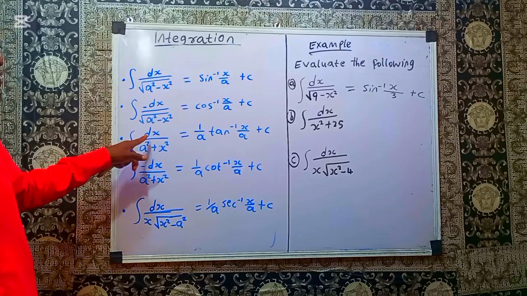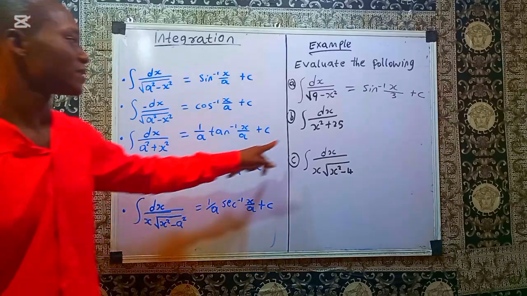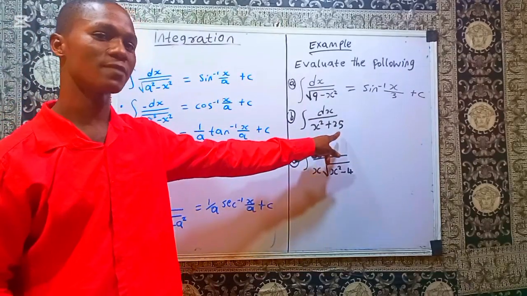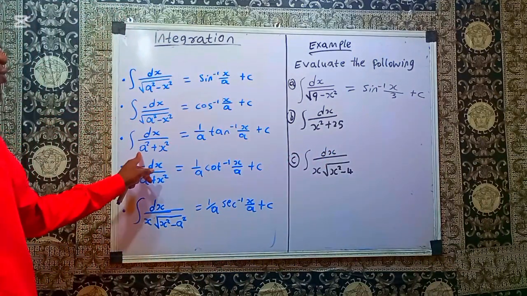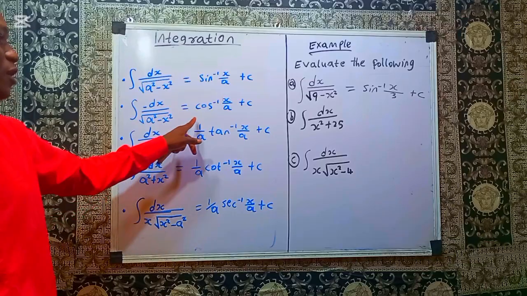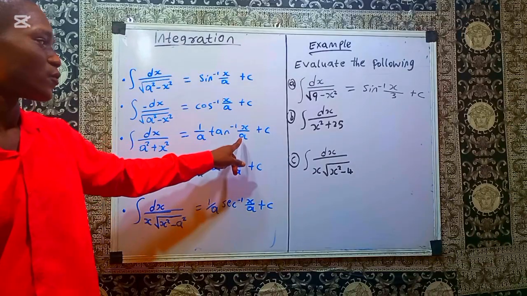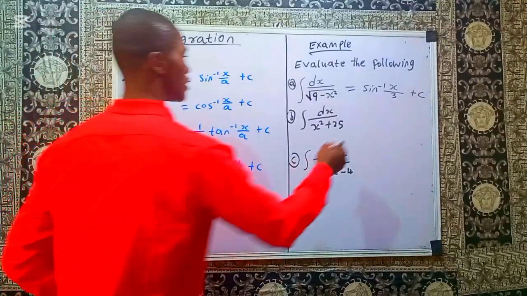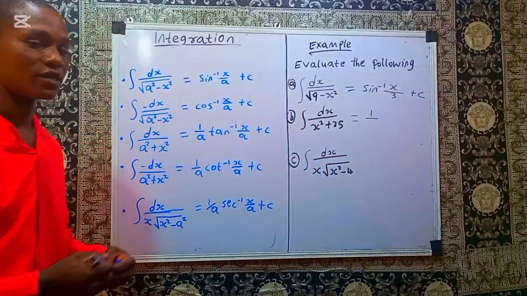The integral of 1 over a squared plus x squared. You know that x squared plus 25 is the same as 25 plus x squared. They are the same thing. So it falls under this third one. And the result will be 1 over a tan inverse of x over a plus c. So the result of this will be 1 over a. What is a?